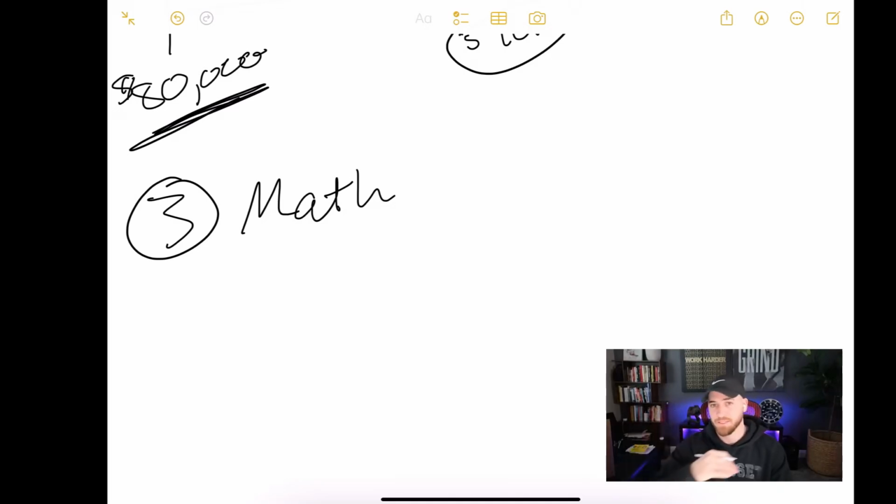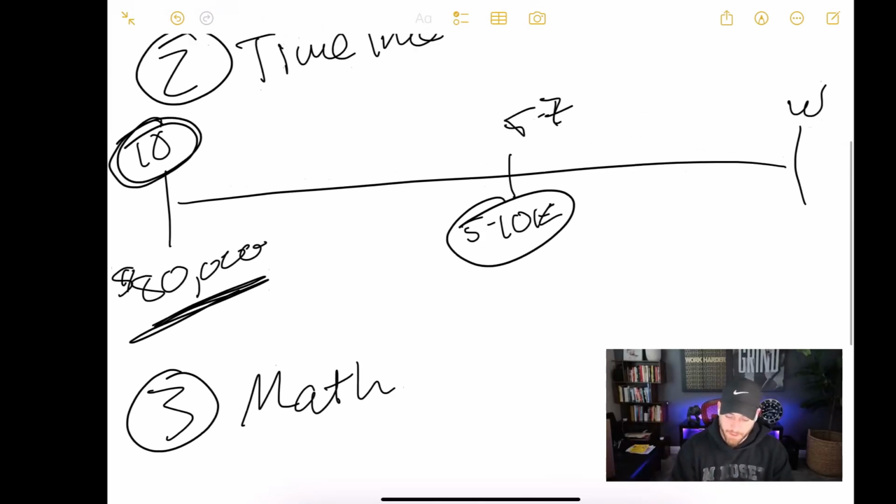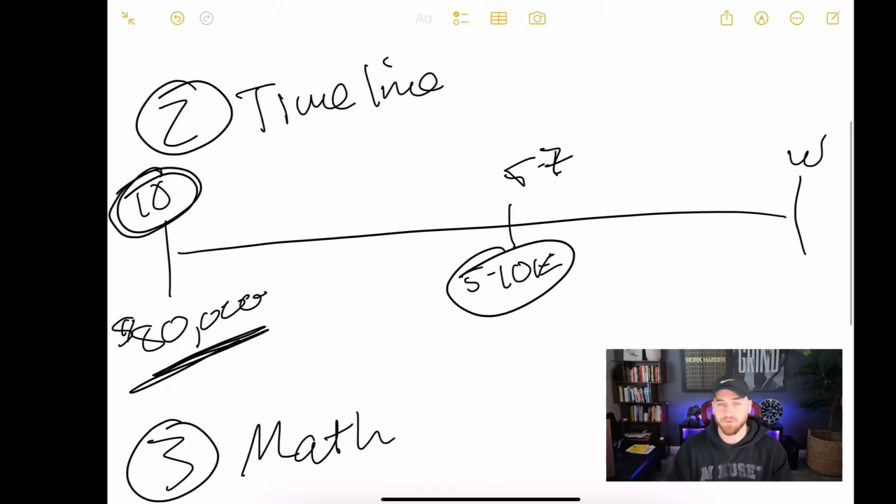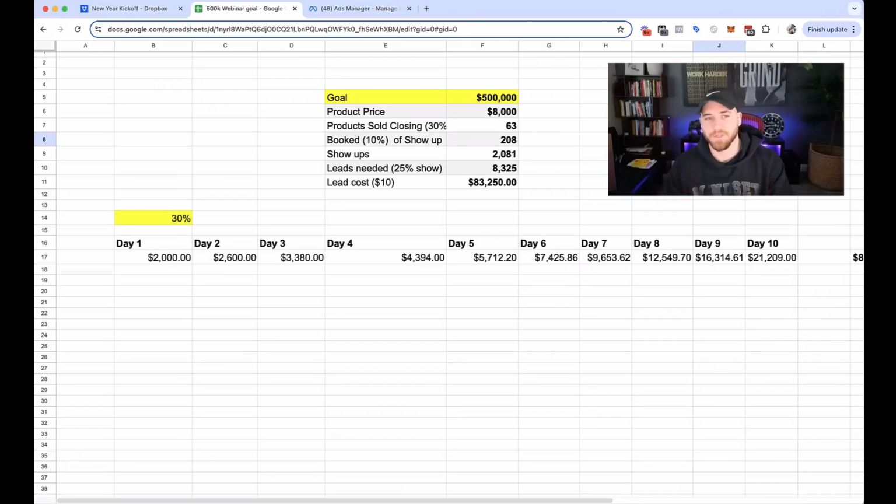And then how much do I need to spend per day in order to hit the goals that we want to hit, right? And so I'm going to jump into a math slide here so you can see what that looks like. All right, so this is the scale math that is going to be needed in order for us to hit our goal. So let's say, for example, we want to hit $500,000, right?